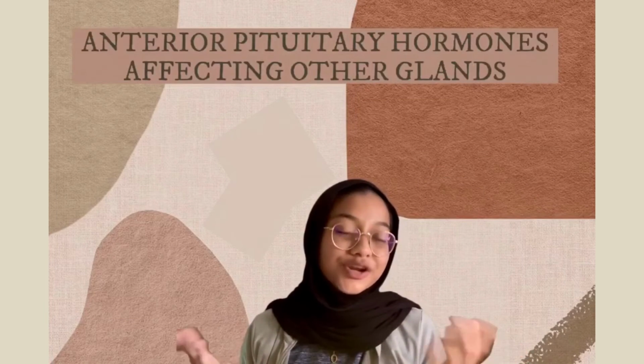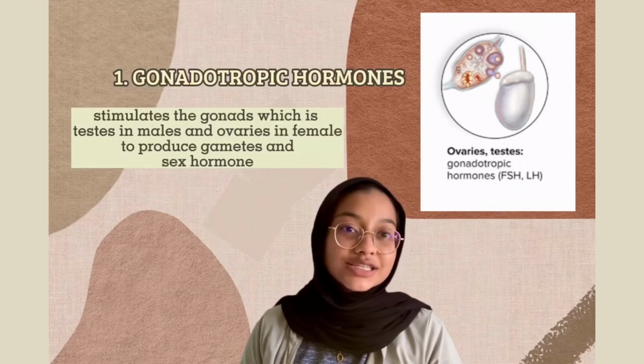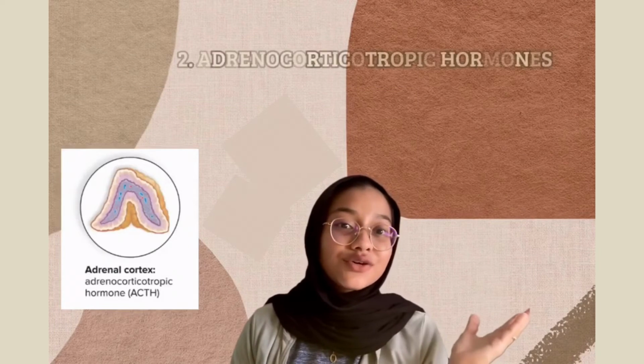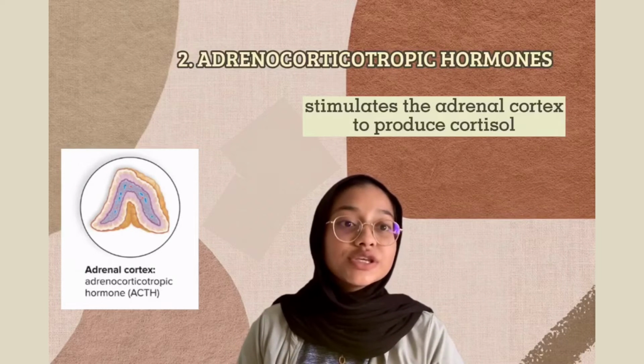Proceed to the next subtopic, which is anterior pituitary hormones affecting other glands. The first hormone is gonadotropic hormone, which stimulates the gonads, which are the testes in males and ovaries in females, to produce gametes and sex hormones. The second one is adrenocorticotropic hormone, which stimulates the adrenal cortex to produce cortisol.